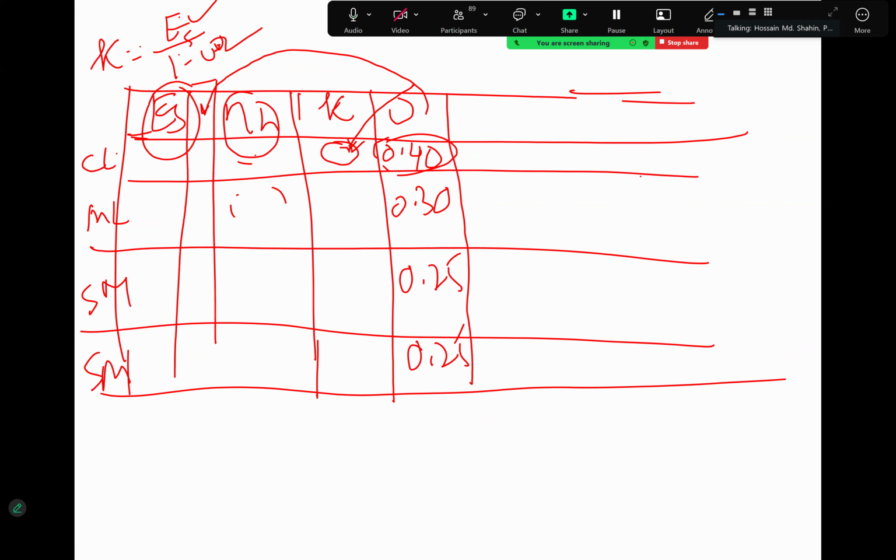Okay. So according to that one, you will get these values. Submerged one, submerged from the table. So ML, SM, you will use the same table.